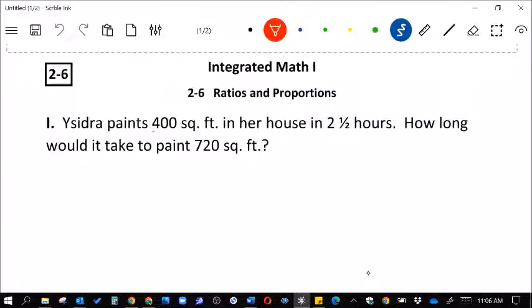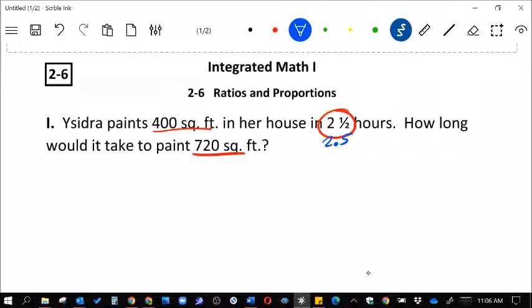Cedra paints 400 square feet in this amount of time, 2.5 hours. What would the amount of time be if she was painting a larger amount, 720 square feet? There are a couple of ways to think about this, and we're going to do this as a couple of different proportions just to show you the different ways to think of it. First thing is it's really hard to work with fractions and these kinds of things, so let's make that 2.5. So we'll call it 2.5 hours.